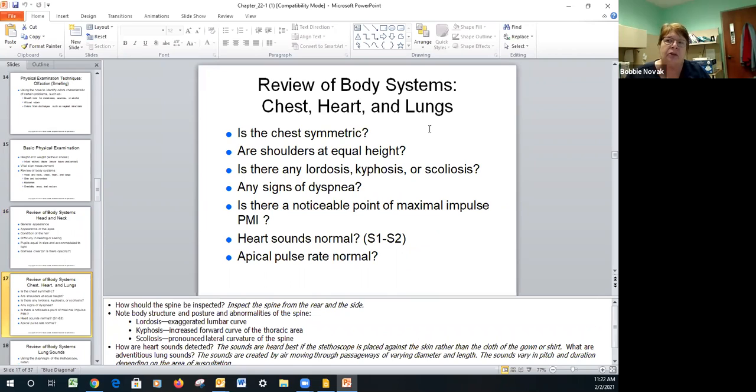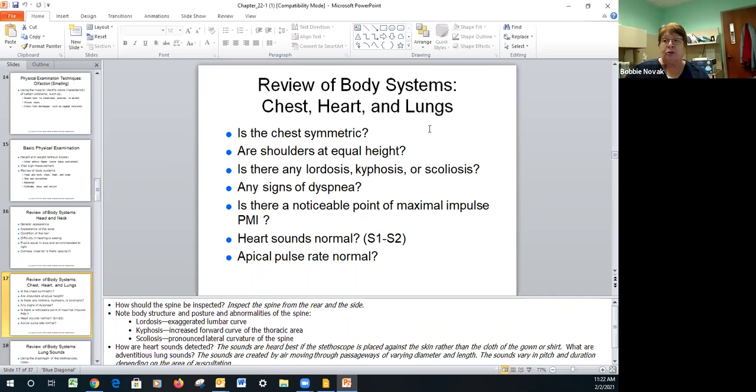Remember, we're looking first. So we're looking for symmetry in the chest. Are both sides equal? All right. Are their shoulders both in the same place? When they breathe, does their chest expand normally? Both sides expand the same, or just one side expands? Those kind of things. Any signs of lordosis, kyphosis, and scoliosis?